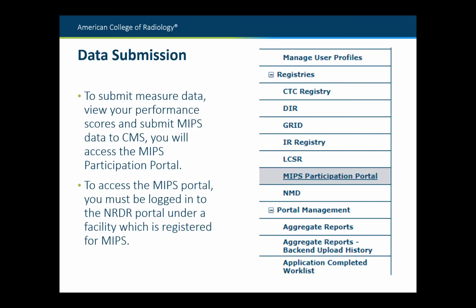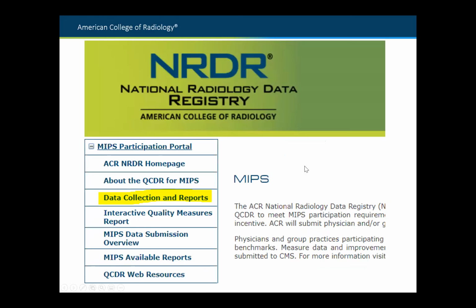So as always, to submit the data, first you're going to want to open up the NRDR webpage and go to the MIPS participation portal. That's also where you can view your performance scores, and then when the time comes, submit your data to CMS as well. Now, when you click on the MIPS participation portal, it'll bring up this landing page, and you'll just want to click on data collection and reports to get to the section where you actually submit your data and view your reports.